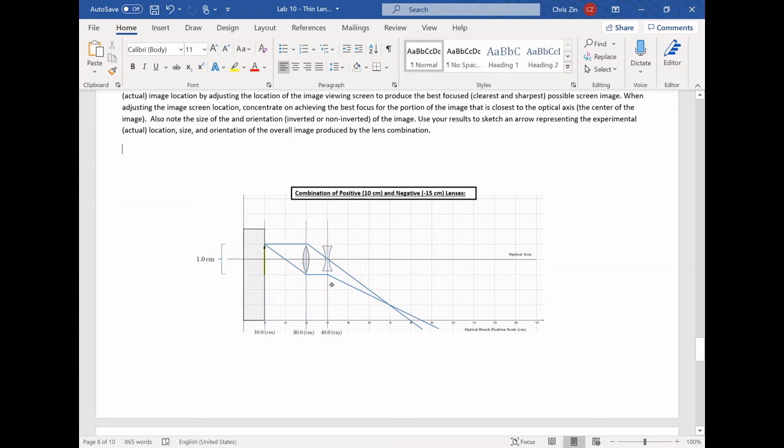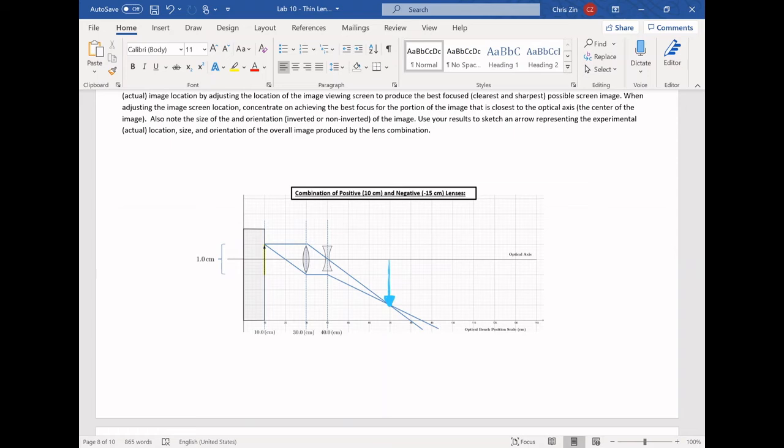Okay, so let me erase that, and the two final rays, after they have passed through that diverging lens, they will look like this as shown, and they will meet at this point right here. Okay, so using ray diagrams, we predict that the final image will be located right here.